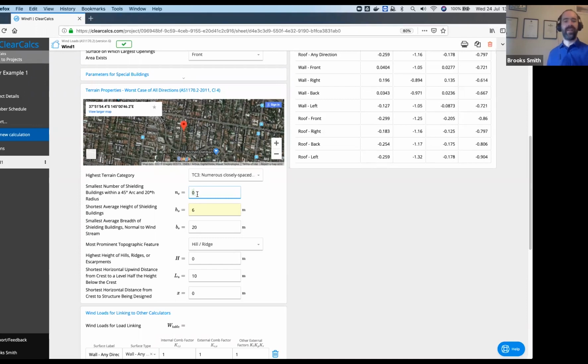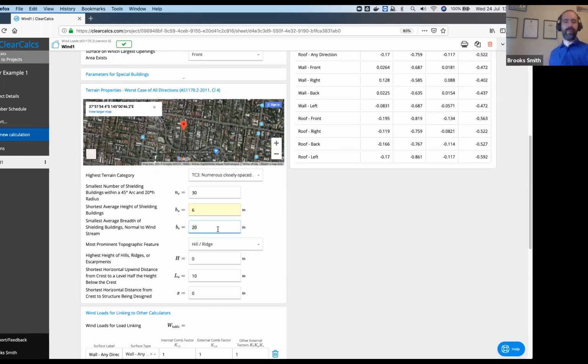So we can estimate what the number of shielding buildings in there might be. I'm going to say it's 30. These are all one-story buildings around there, so it's a pretty safe bet that the average height of the shielding buildings is equal to the average roof height of the building I'm designing here. So 6 meters equals h. We're allowed to enter in formulas in the calculator here.